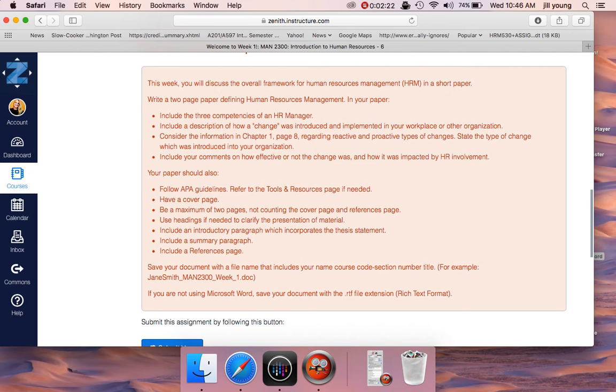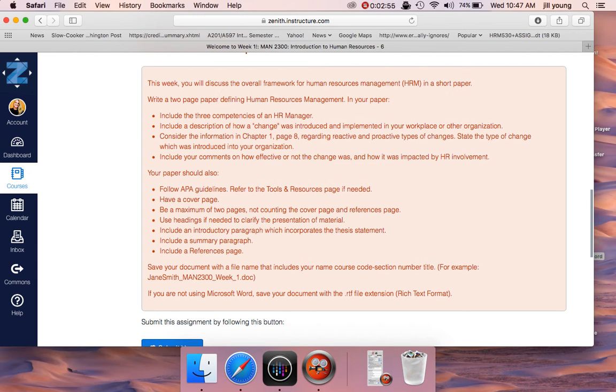Your research paper should be 2 pages. When I say 2 pages, that doesn't include the title or reference page. So make sure the content, the body of the paper, is what meets that requirement. As you read your chapter, you're going to read about competencies of an HR manager. So you should be able to identify 3 different ones for the first part of this assignment.